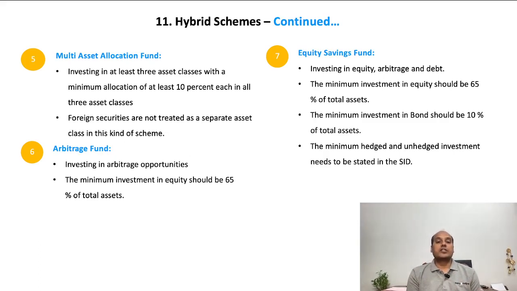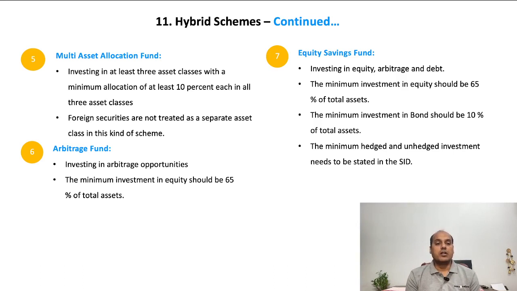Next comes multi-asset allocation. The difference between hybrid and this is that it is also a type of hybrid actually. So the three main hybrid funds are there. They are different to multi-asset allocation in the form that here we have at least three asset classes, and the minimum investment in these three could be 10%. Okay, and foreign securities are not treated as a separate class in this kind of scheme. We have to remember that. So if, let's say, equity, bond and gold, these are the three asset allocation of a multi-asset allocation fund. So 10% should be in each of them, then the remaining 70% you can deploy in any of those three classes.